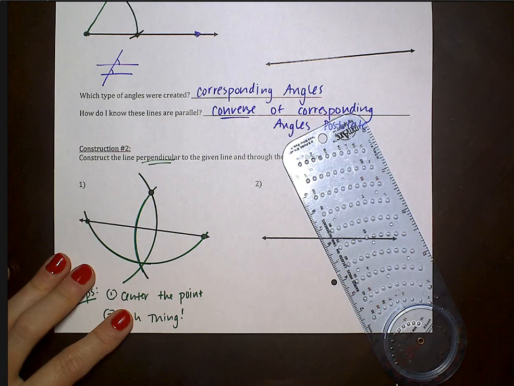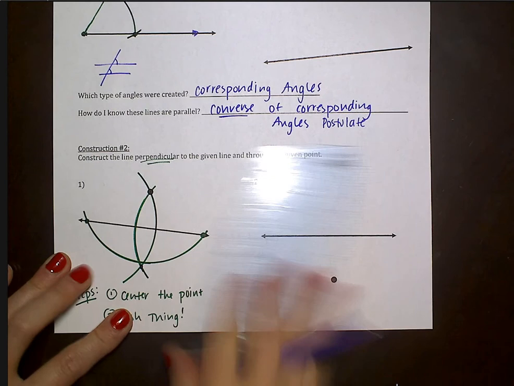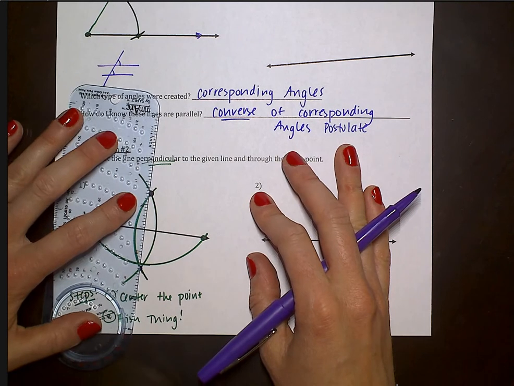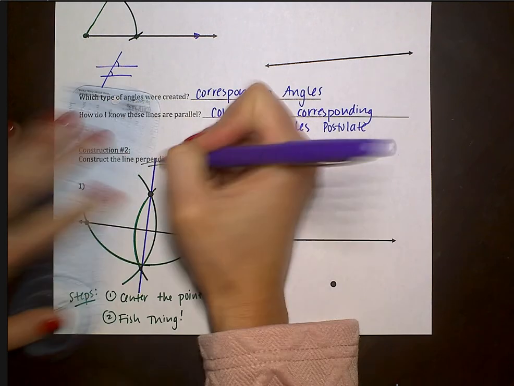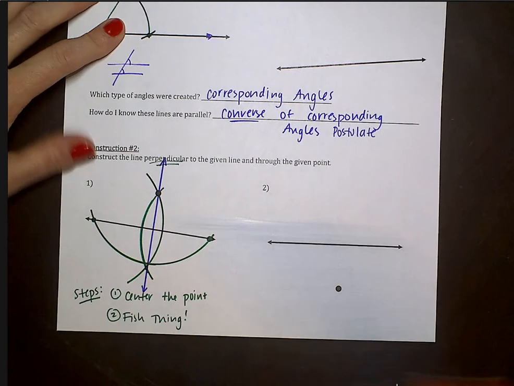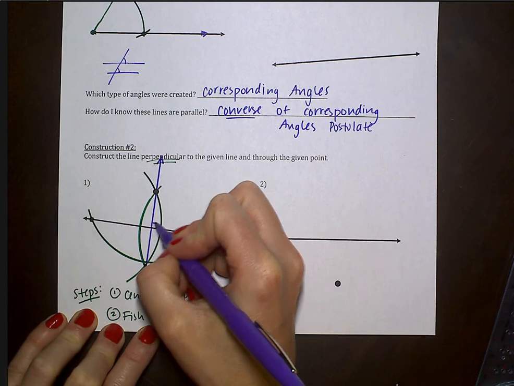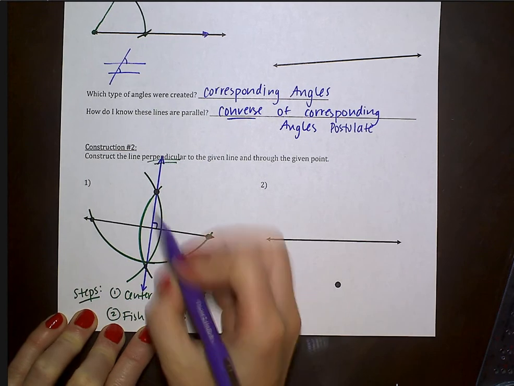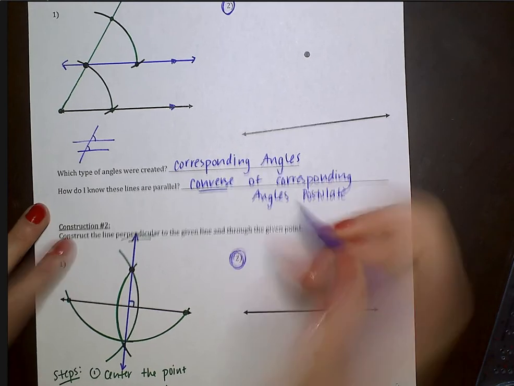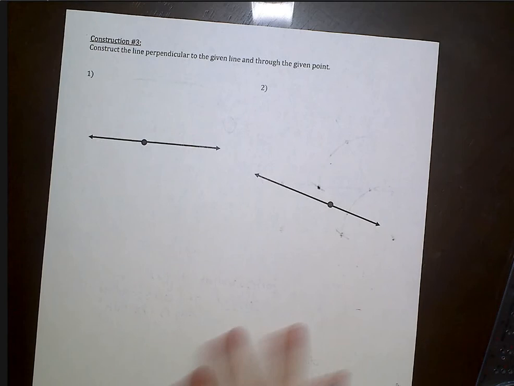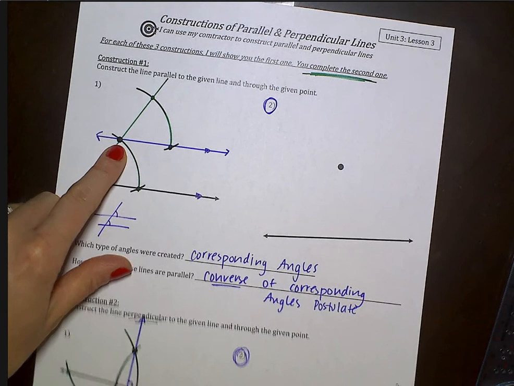Do not forget to draw the line. You connect where your fish met, and it's probably going to go right through that point there. That's the whole point. I'm going to use a different color, purple, because this is what I'm trying to make the whole time, this purple line. Okay, I'm done. So this purple line is perpendicular, meaning it makes a right angle with the original line, and it did go through that point. Okay, you do number 2. On the perpendicular ones, and even the parallel, if your line doesn't go through the point they gave you, you messed up somewhere, so try to fix it.